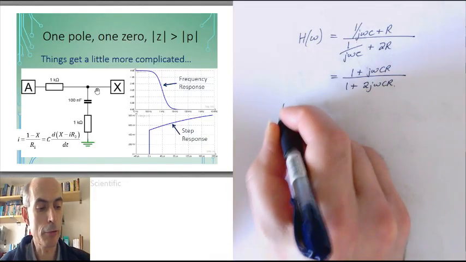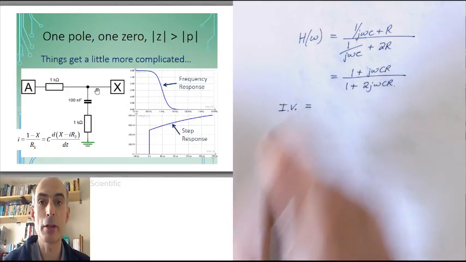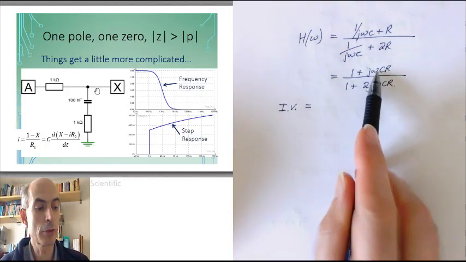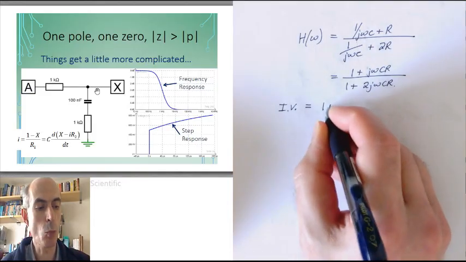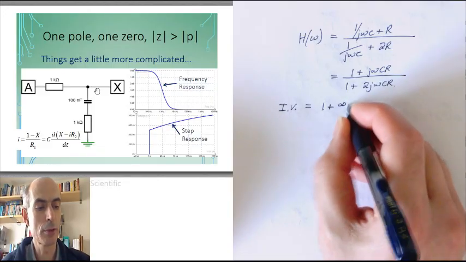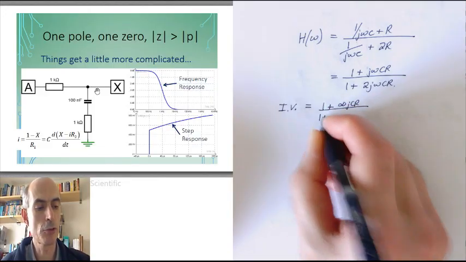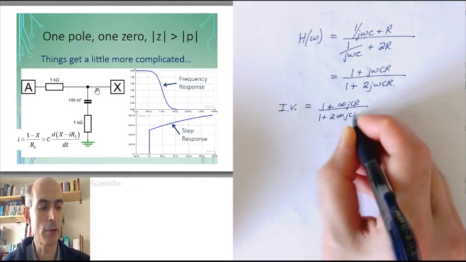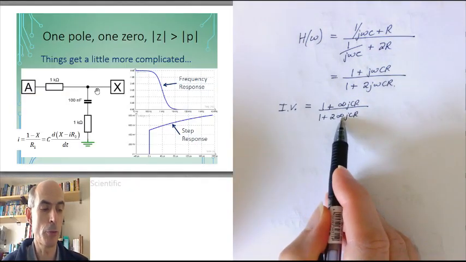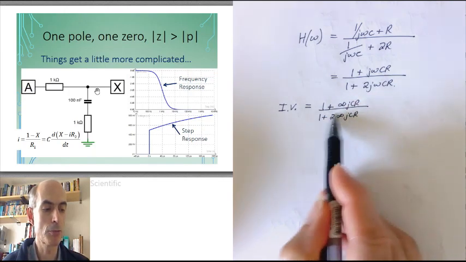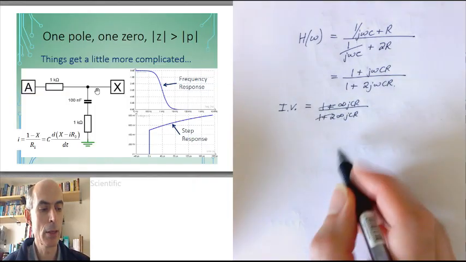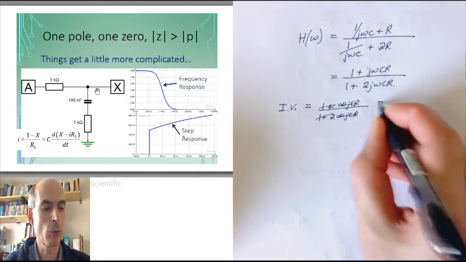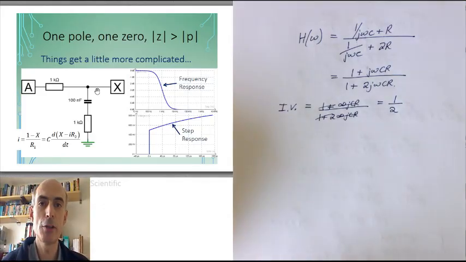The initial value, therefore, the value just after the step has arrived, is the value of the frequency response at infinite frequency. At infinite frequency, we would have 1 plus infinity times jCR over 1 plus 2 times infinity jCR. Well, in both the numerator and the denominator, these terms are going to be much, much bigger, in fact infinitely bigger than the 1, so we can neglect the 1. Everything else cancels, that just leaves us with a half. Our initial value is a half. That's what happens just after the step arrives.